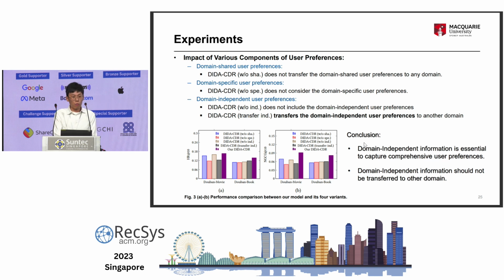By contrast, we also conduct a series of experiments on the impact of various components of user preferences, which is very important in our work: domain shared, domain specific, and especially domain independent user preferences. And we especially try to test whether we should transfer or not the domain independent user preferences to other domain. And the finding is that domain independent information is essential to capture comprehensive user preferences, and it also should not be transferred to other domain.